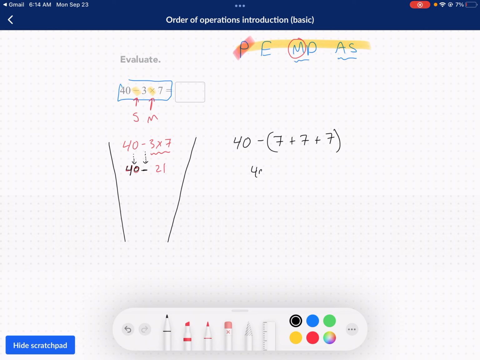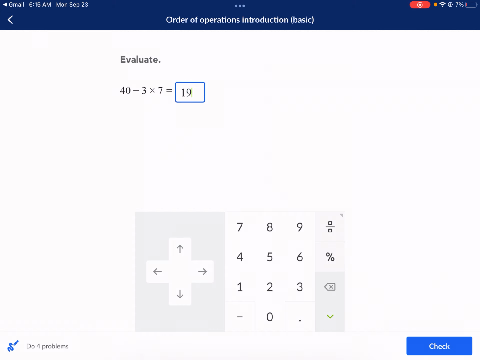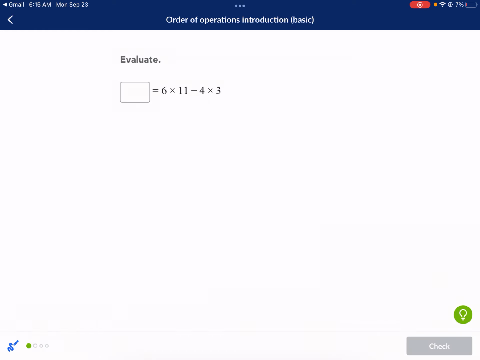If I did 40 minus 3 first and I got 37, I multiplied that by 7, I could just change the problem completely. Instead of 3 groups of 7, I'm doing 7 groups of 37, which is completely different. So that's why we have to follow the order to keep the answer correct. So I'm going to do 40 minus 21, and that's 19, and that's my final answer. Not the big number before it in the 200s. So 19 is my answer. I'm going to punch it in, and we'll move on to the next problem.